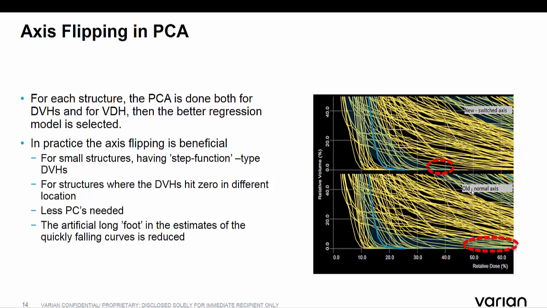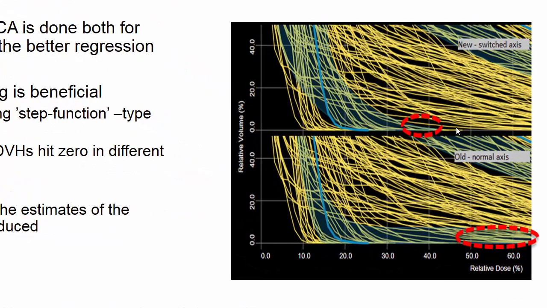In practice, principal component analysis based on inverse DVHs is beneficial for small structures having step function type DVHs and for structures where the DVHs hit zero in different locations, as depicted here. The artificial long foot in the estimates of the quickly falling curves is also reduced using this method of principal component analysis.